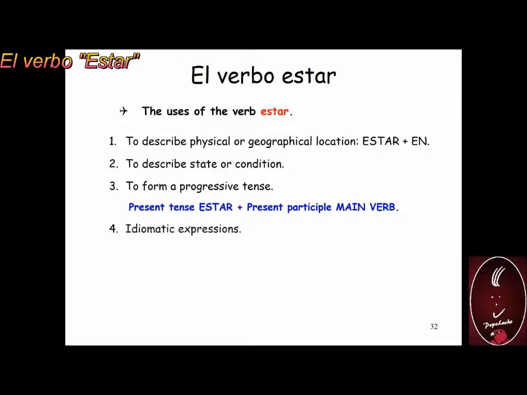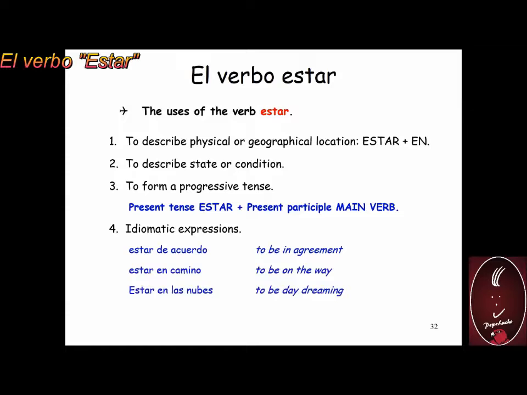And the last use of this verb estar is to form some idiomatic expressions. For instance, estar de acuerdo, estar en camino, estar en las nubes. So we have to conjugate the verb estar to use those expressions.